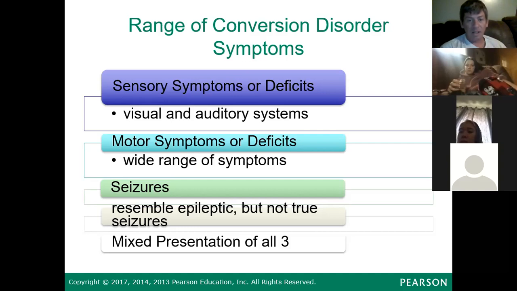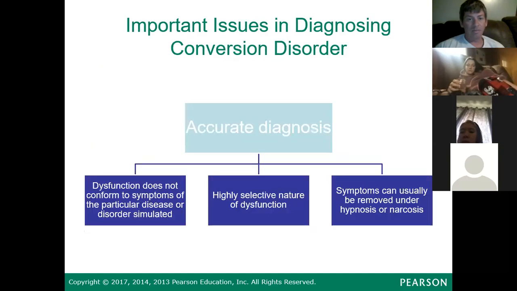symptoms or deficits. And again, these are a wide range that include things like seizures, right? So muscle rigidity, muscle spasms. Now, these resemble epileptic seizures, but they're not true seizures. And the reason why is we can detect seizures in the brain for people diagnosed with epilepsy, right? We can actually pick up on neural firing. We can't in the conversion disorder symptoms.